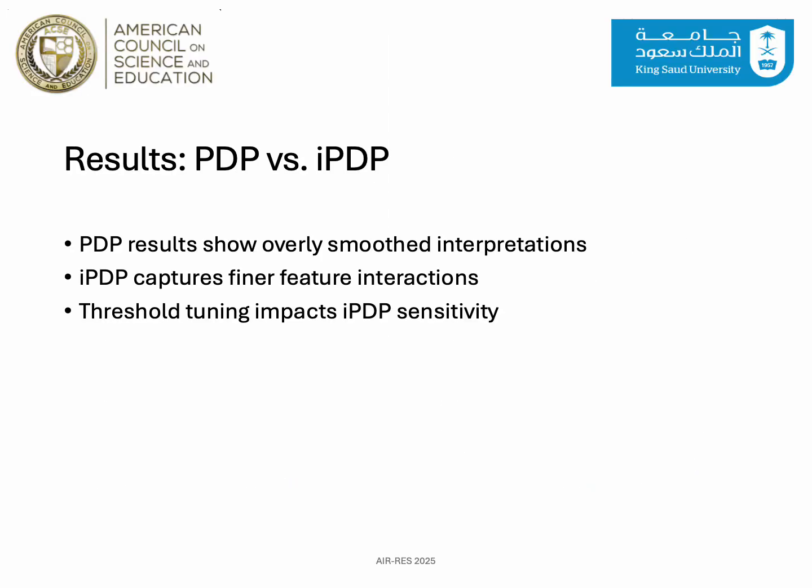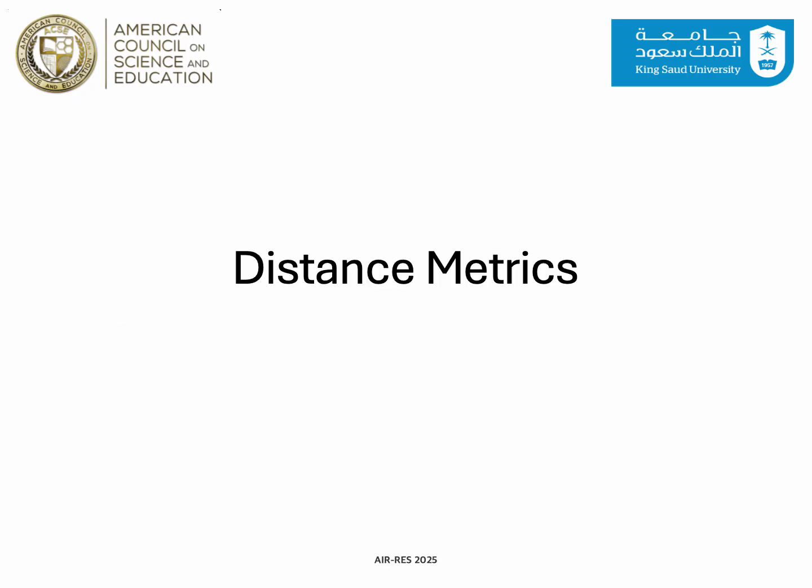We will now discuss the results of PDP versus IPDP. In PDP, results can show overly smoothed interpretations for local features, whereas IPDP captures finer feature interactions, and we know now that threshold tuning impacts IPDP sensitivity. We will now discuss how distance metrics affect IPDP.